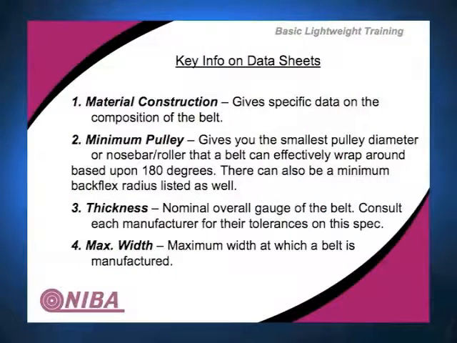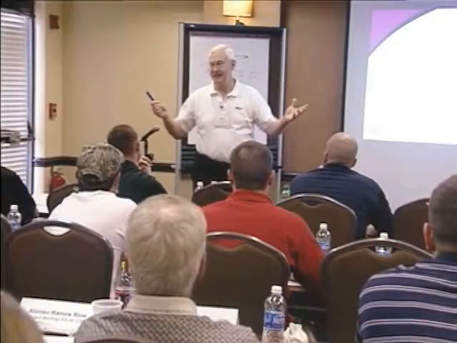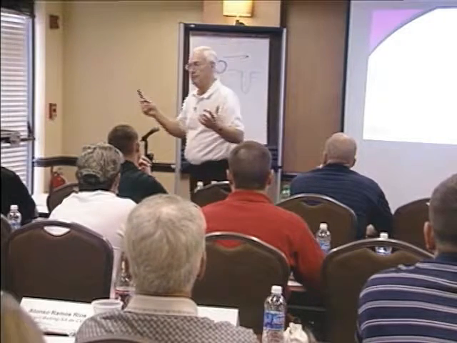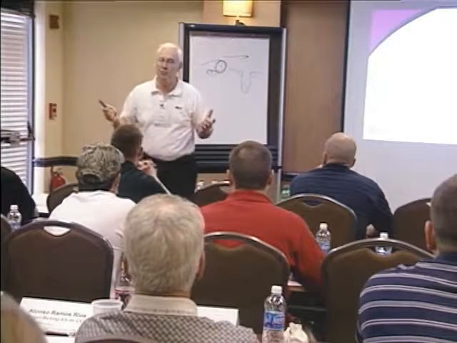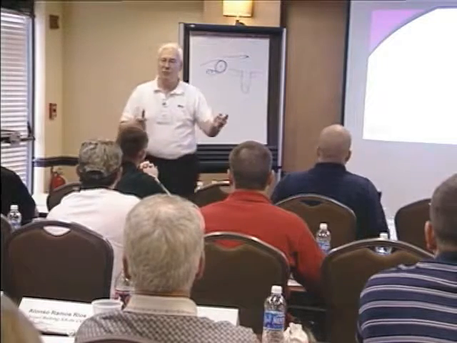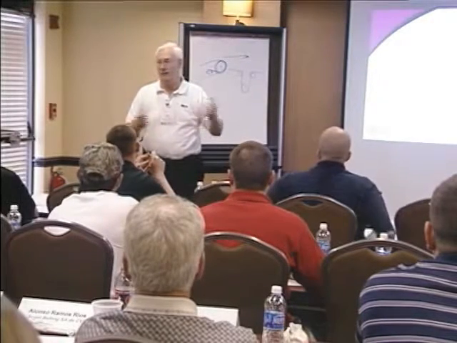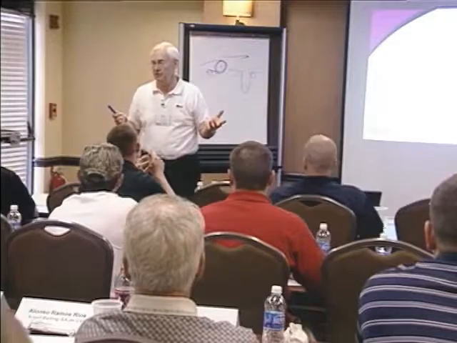The thickness of the belt. The maximum width. We talked about this earlier. Ron mentioned it. Maximum belt width. This is dictated not by anything that you do from a manufacturing standpoint, but what we're talking about is the maximum width that this belt should be employed in, maybe in a trough situation for load support. That could be a maximum width that's on the data sheet. Maximum width could be just the availability of the belt.